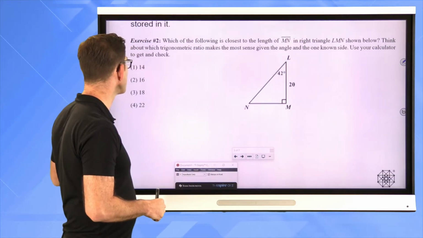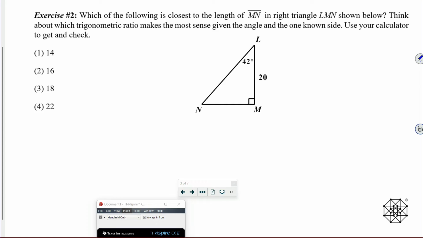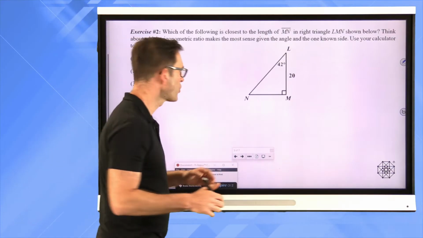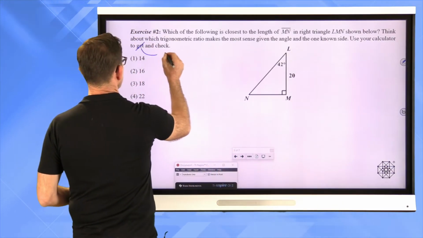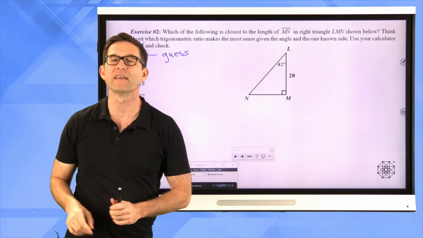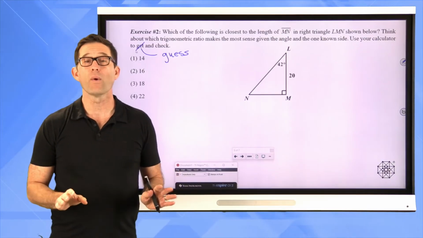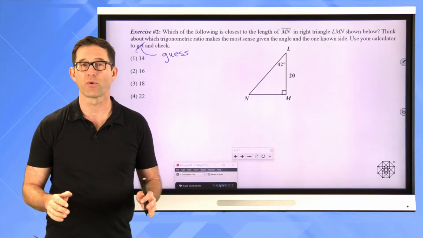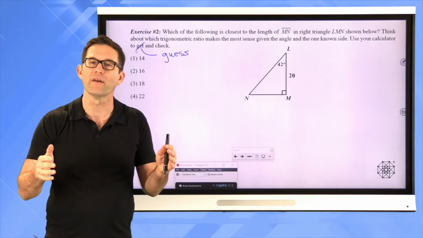Let's take a look at exercise number 2. Which of the following is closest to the length of MN in right triangle LMN shown below? Think about which trigonometric ratio makes the most sense given the angle and the one known side. Use your calculator to guess and check. I have all sorts of typos in this particular worksheet, my apologies. Again, we're going to see ways in future lessons to do this quicker, but right now I only want to use the tools that are really available to us.